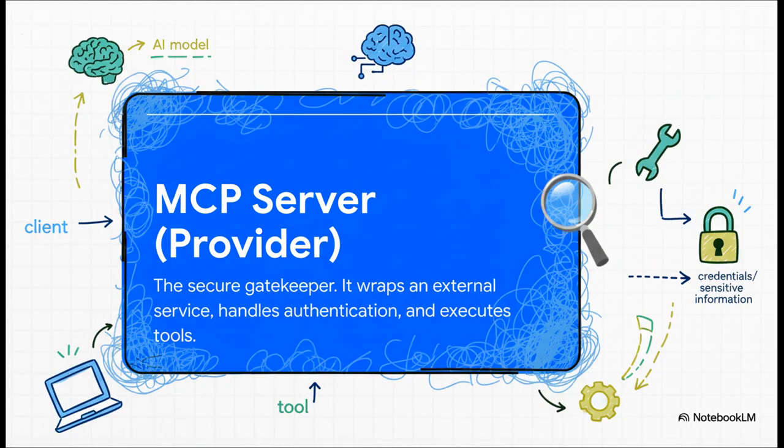Next, we have the MCP server. This is the bouncer, the secure gatekeeper. Each server is basically a specialized armored box built around one external service. So you might have one MCP server for your GitHub tools, a totally separate one for Slack, and another one for your private database. The server's only job is to hold the secret keys and do the work securely.